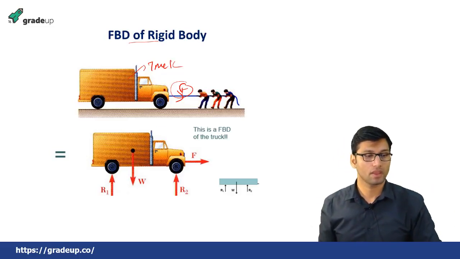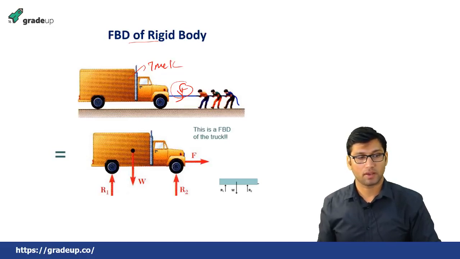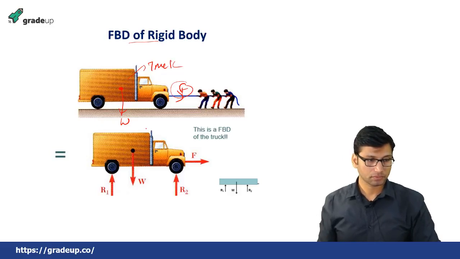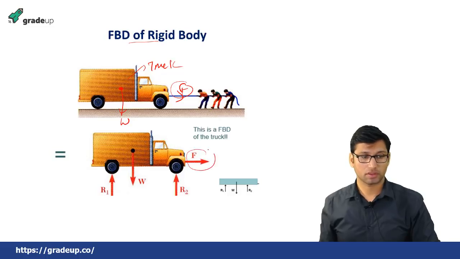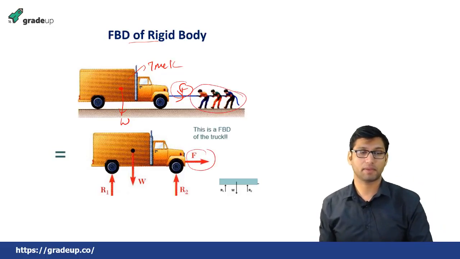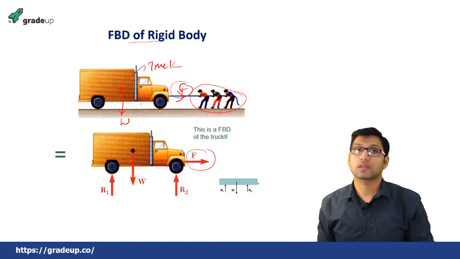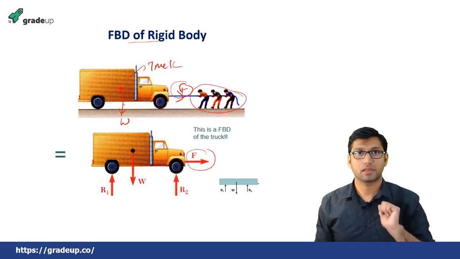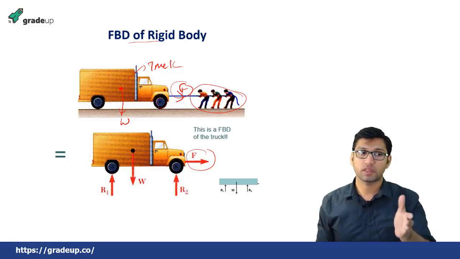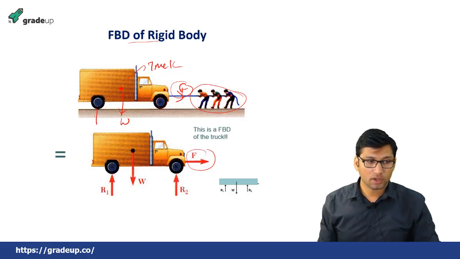Now if you want to draw the free body diagram of this truck, you know that there is some weight of this truck which will be acting downwards, toward the center of gravity, and there will also be a force which is being pulled by these three persons. They are pulling this truck. Now if you see these supports, these are called supports. In the free body diagram analysis, what you need to do is remove these supports and find the unknown forces or unknown reactions.